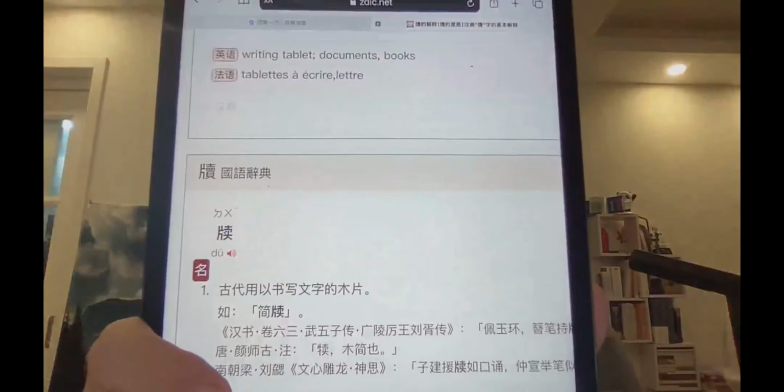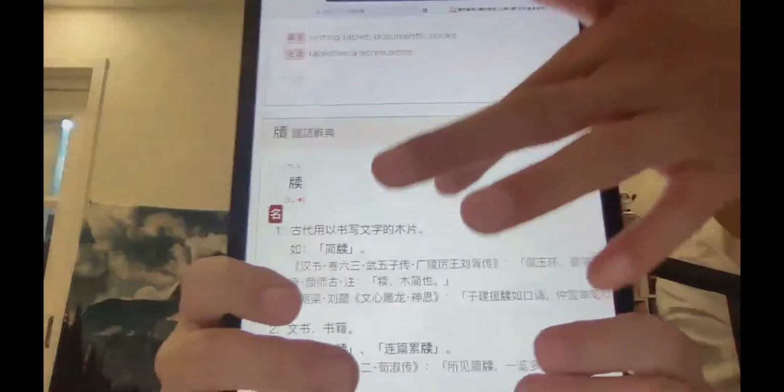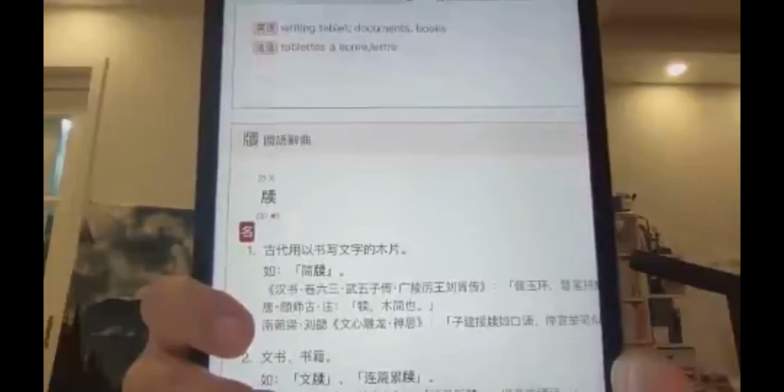Its original meaning was a strip of wood, which was also how they made books. But how did the meaning become black?